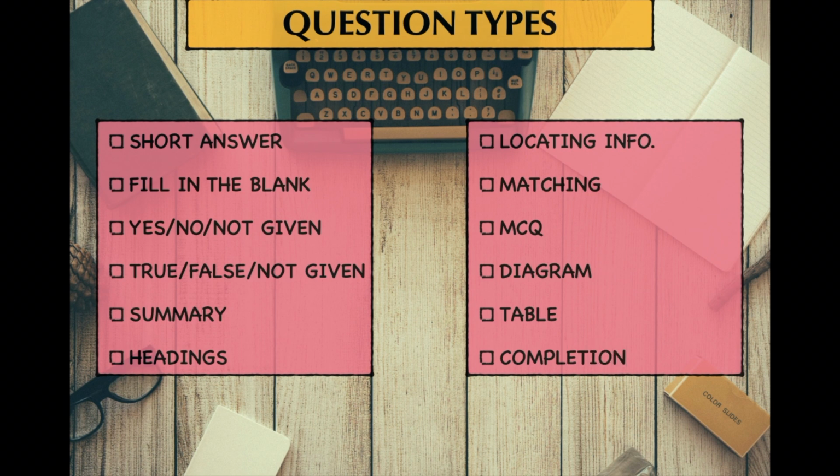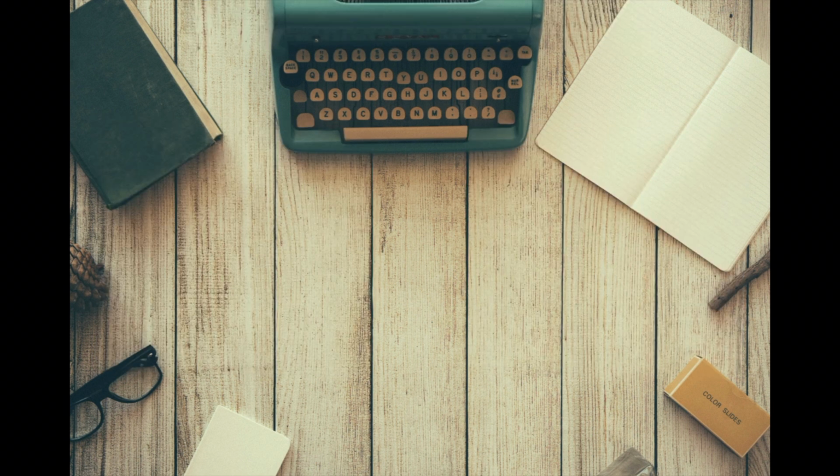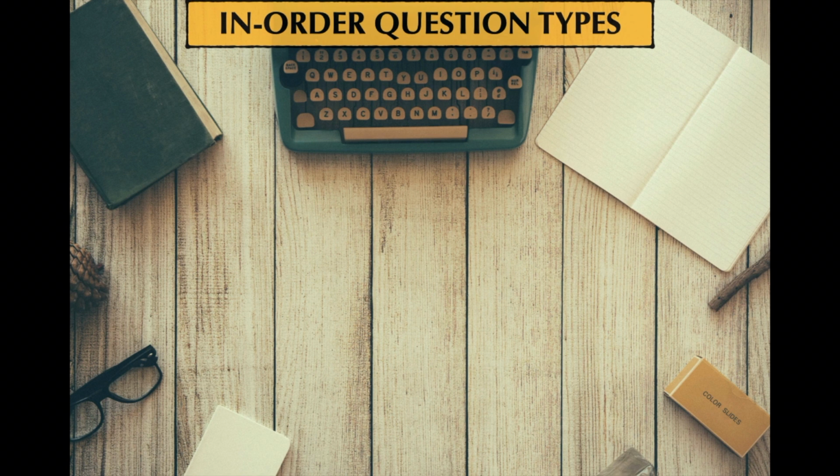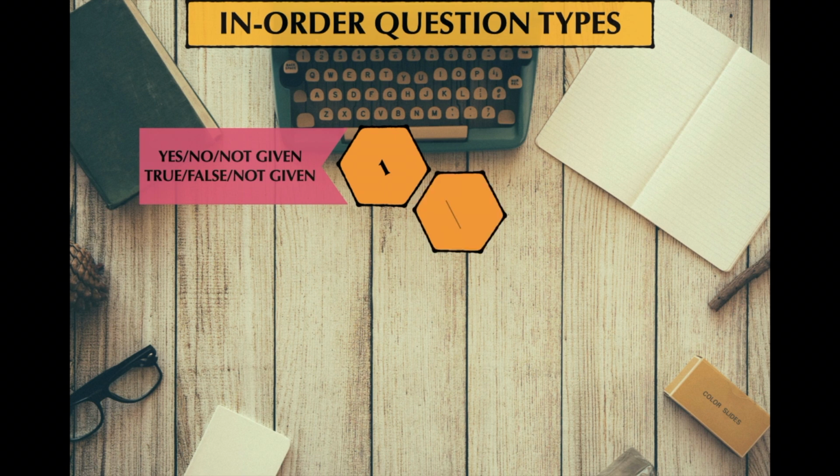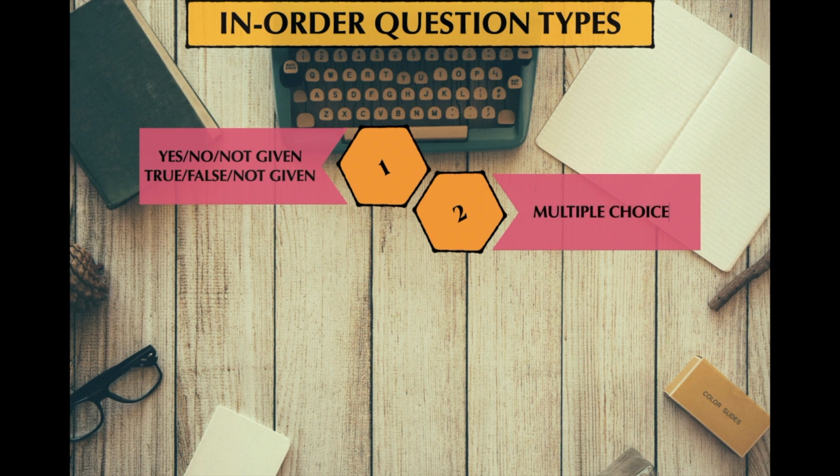In order to tackle these questions, you need to keep in mind many things, among which you have to know which questions come in order and which question doesn't come in order. So first we look at the questions that come in order. First, we have yes no not given and true false not given. They always come in order. Another question type that is seen to be in order is multiple choice question type.